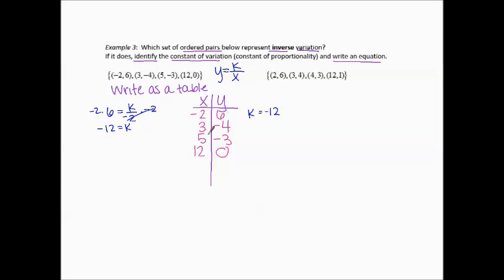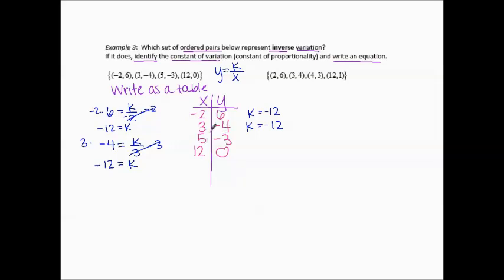I'm going to look at my second one, 3, -4. Again, I do the y. -4 is equal to k over 3. I multiply both sides by 3 so that my 3's cancel. -12 is equal to k. So I write that. K is equal to -12.